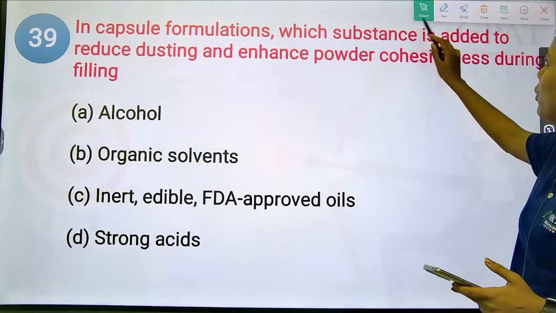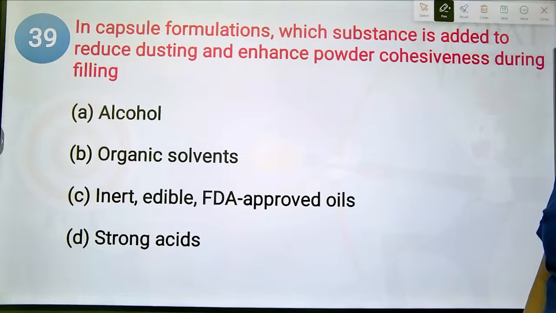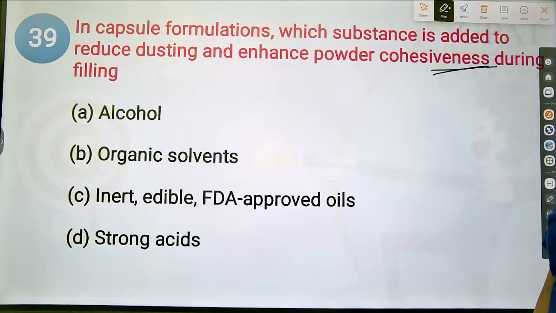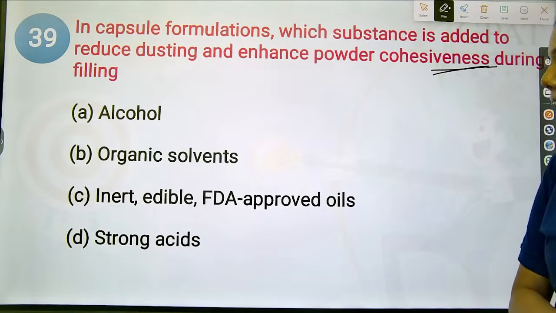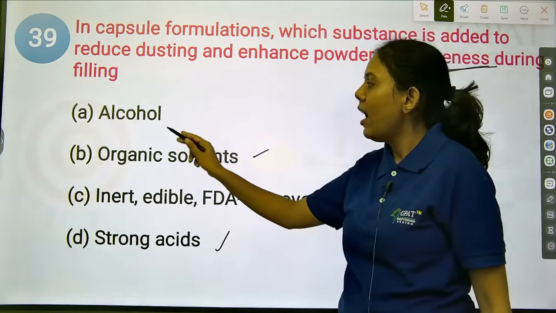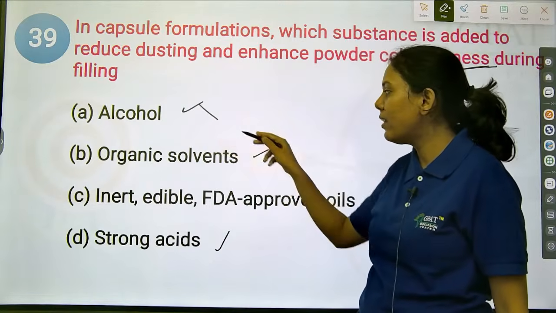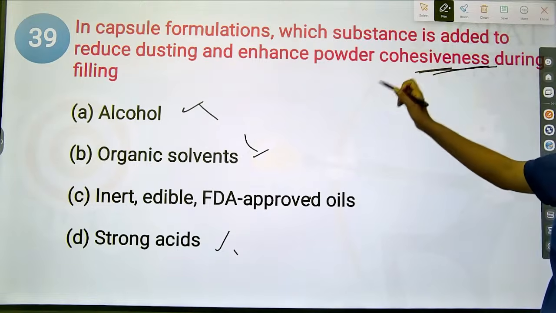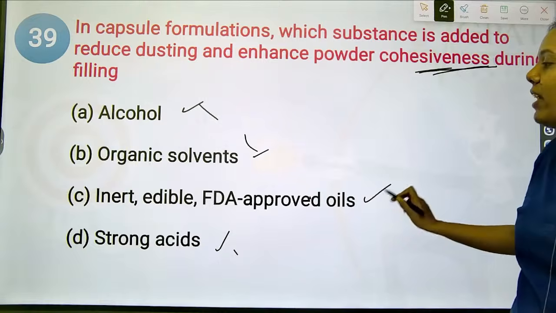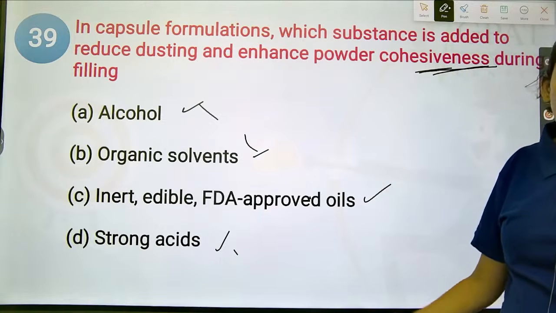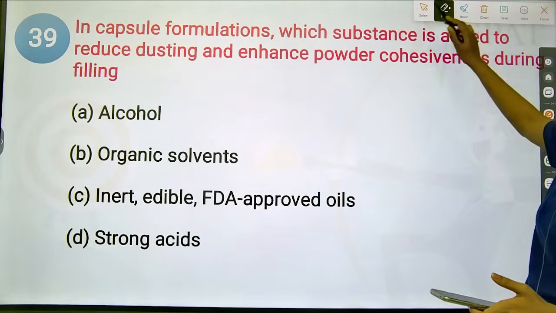Next is in capsule formulation, which substance is added to reduce the dusting and enhance powder cohesiveness during filling? Alcohol, organic solvents, inert edible FDA approved oil, or strong acids? First of all, strong acid, why we will add? The solvents, and alcohol is nothing but solvents only. So these are the things which we will not add. But to enhance the powder cohesiveness, we will add a certain kind of inert substance, which will not be reactive, which will be edible, and which is approved by FDA. So we will add option C, right?